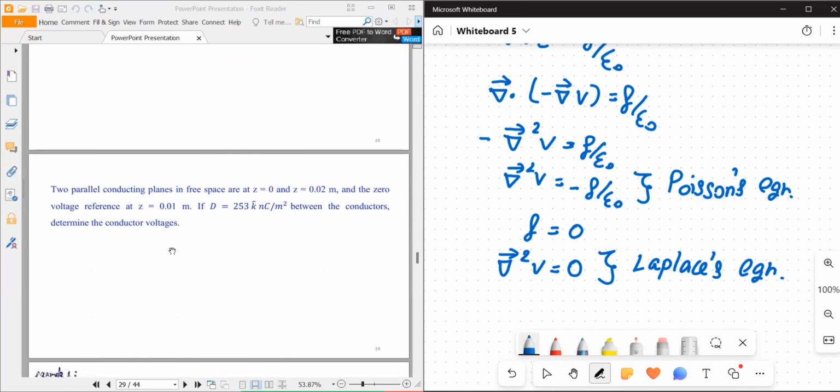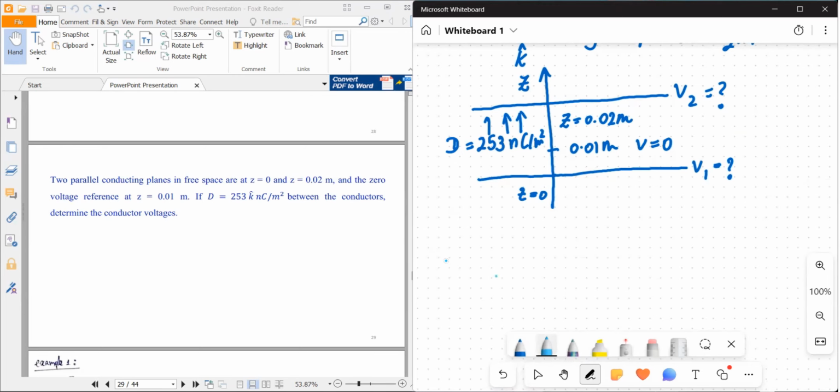Two parallel conducting planes in free space are at Z equal to 0 and at Z equal to 0.02 meters, and the 0 voltage reference is at Z equal to 0.01 meters. The electric displacement field between the conductors is given, and you need to determine the conductor voltages. Try this. You can use del squared V is equal to 0.